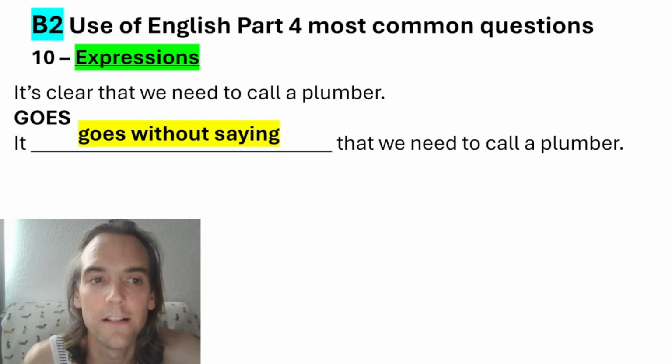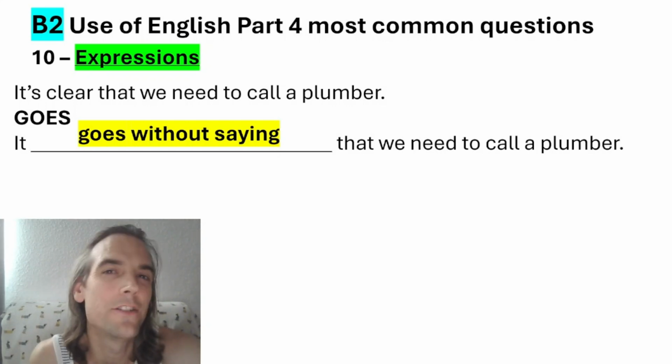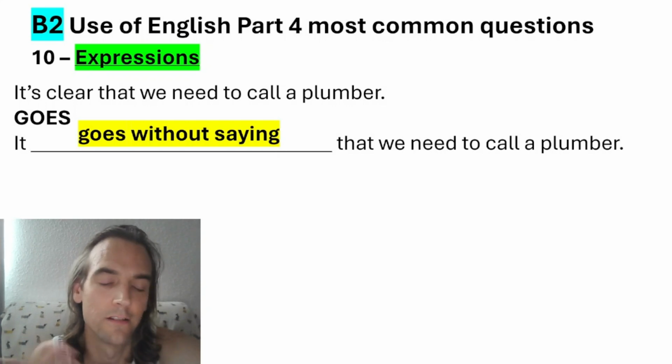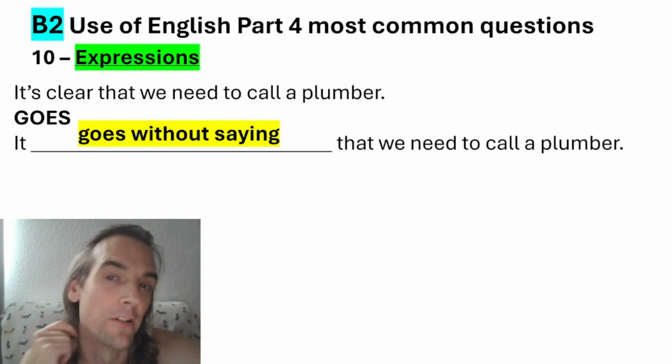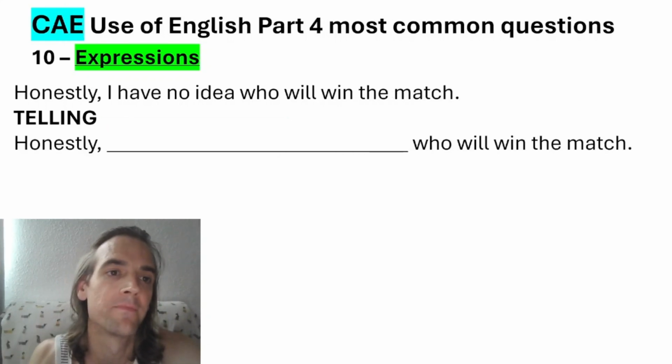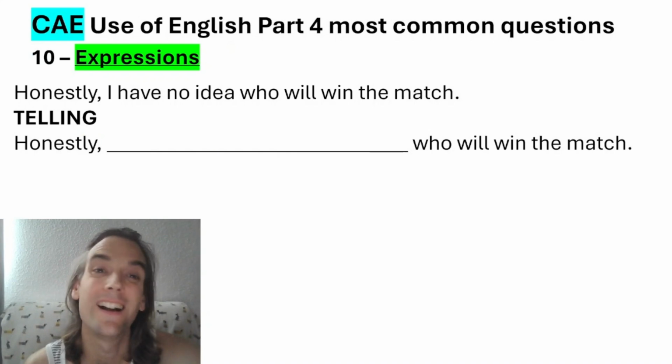If something is clear, then it goes without saying. That's a kind of B2 level expression I think they might ask you to be able to produce. Sort of similar in many languages, this expression anyway, but you have to know how to use it correctly. And the same for C1. I have no idea.